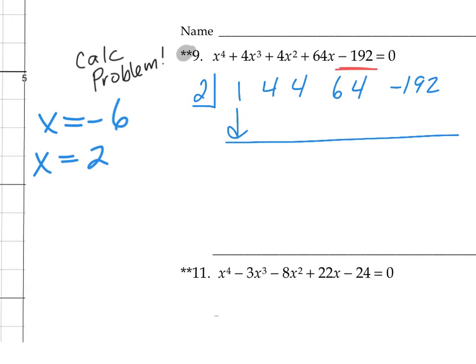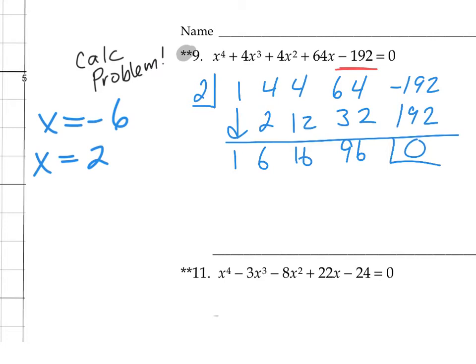I'm going to synthetically divide. So the 1 comes down, I multiply by 2, I add, I multiply, I add, I multiply, I add, and again, I multiply and get 192. Again, we're very happy when we get 0 as a remainder. It's also a good way to check to make sure that your graphing made sense, right? If you didn't get a remainder of 0 here, something has gone wrong.